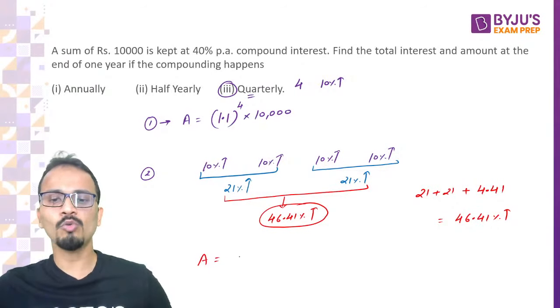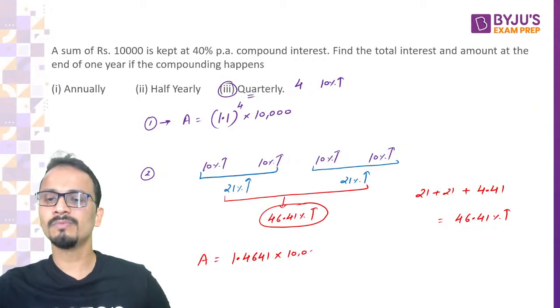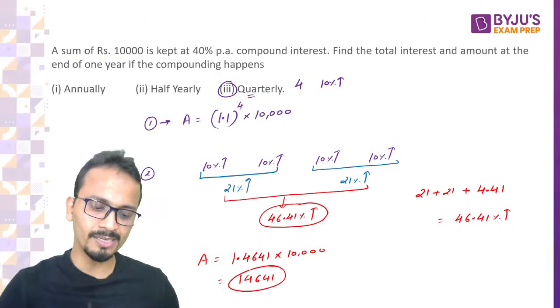So I can apply a single increase of 46.41, and the final value or amount will be equal to 1.4641 times the original value. And that is 14,641. This is the final amount in the third case.